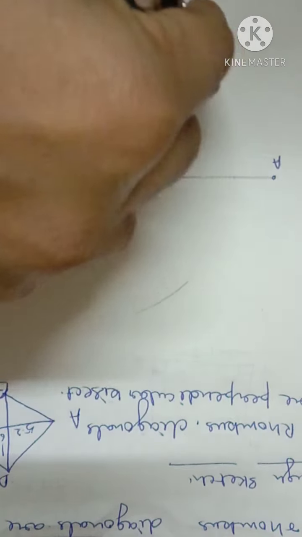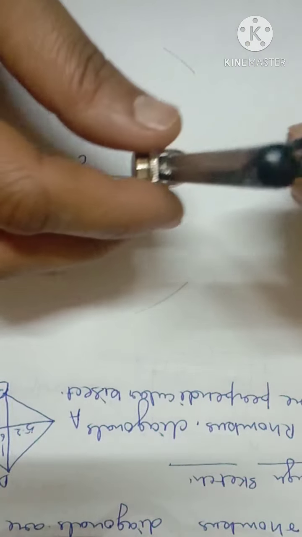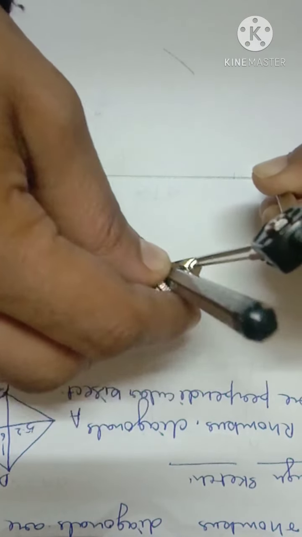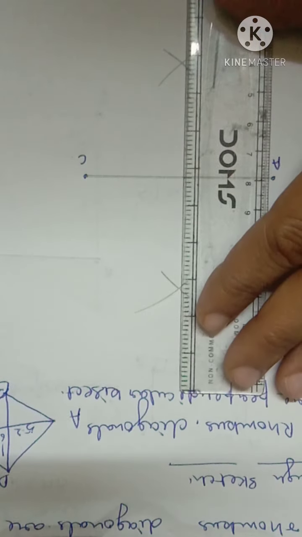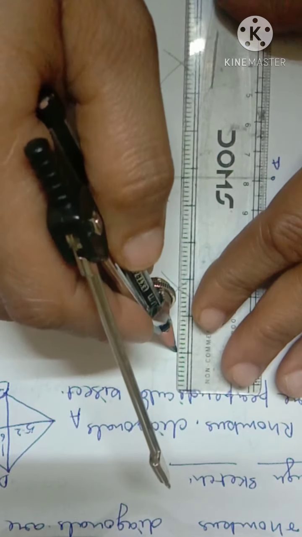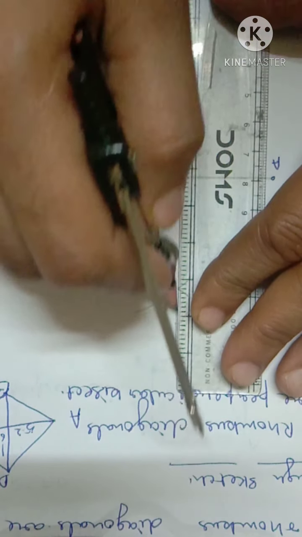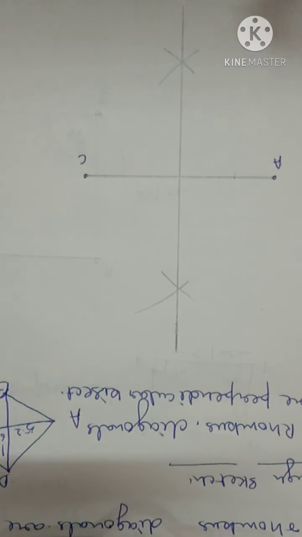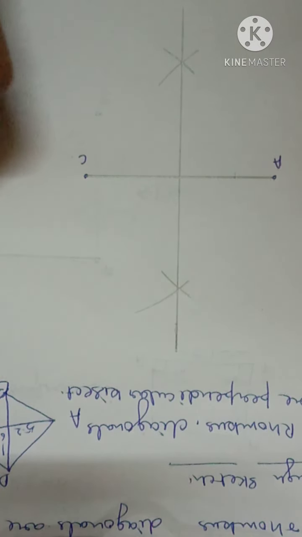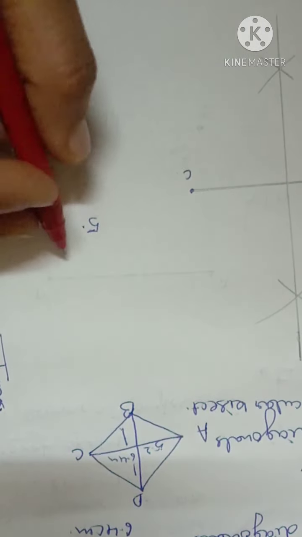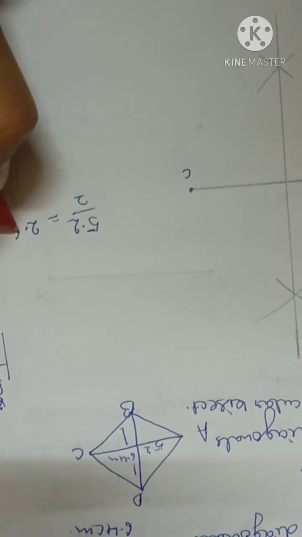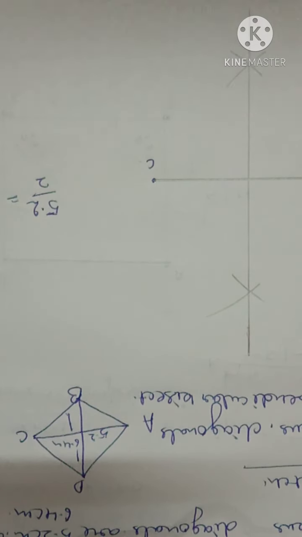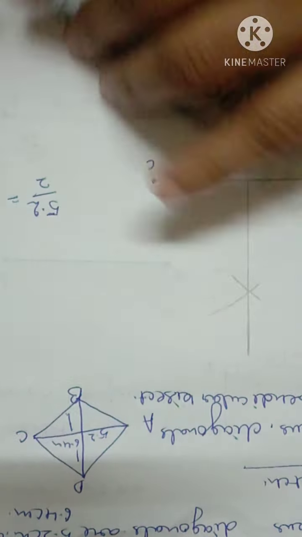perpendicular bisector. More than half, I will open a compass. In class 6th you have done this. Then I got the perpendicular bisector of the line segment. Is it clear? Now you know that the diagonals perpendicularly bisect each other. So what is half of 5.2? That is 2.6.